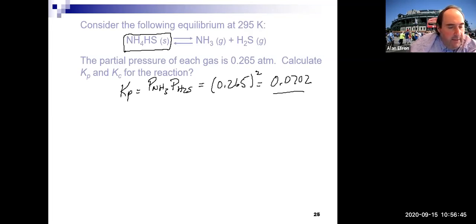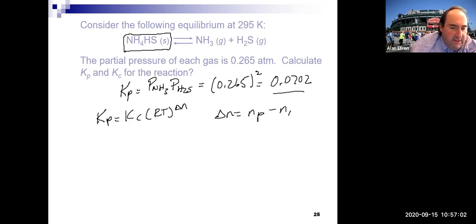Now that we do have the Kp value, we could use that formula that we saw earlier, Kp = Kc(RT)^Δn. A couple things we need to figure out: Δn, and that is the n of the products minus the n of the reactants, just our gas molecules. So we've got two gas molecules there. So it's going to be 2 minus 0 here, as that's a solid, again, not a gas.